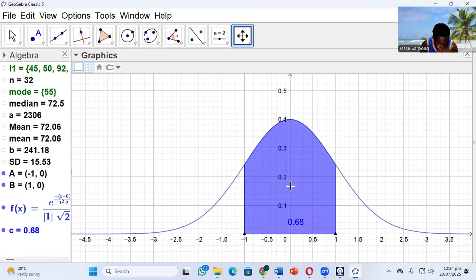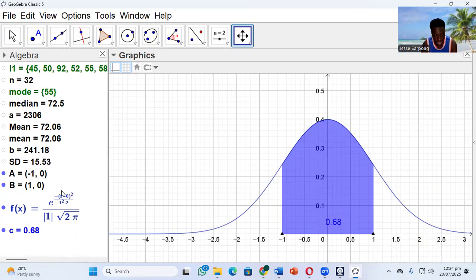You can see our normal distribution curve. Now you can also see the function of the normal distribution, which is over here: e to the power of minus (x minus 0) squared all over 1 squared times 2, then the absolute value of 1 over the root of 2 pi. Now this is what we have.